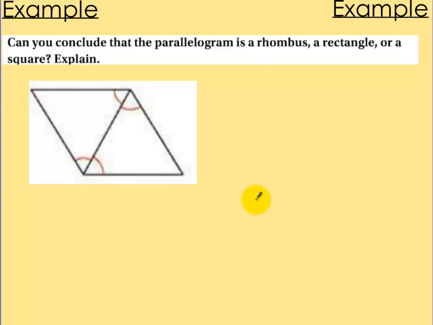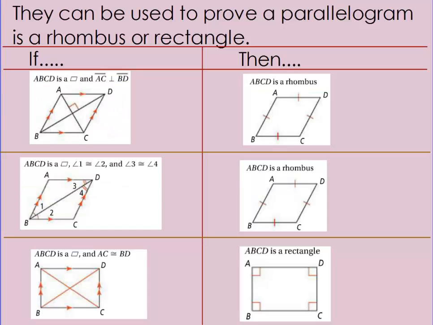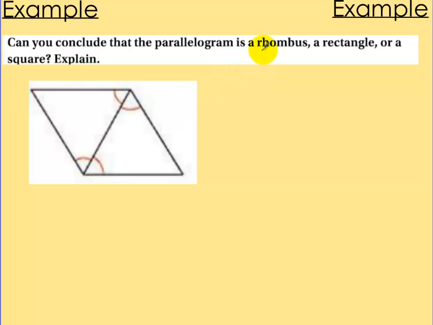So can you pause the video? Alright, can you conclude that the parallelogram is a rhombus, a rectangle, or a square? Explain. So let's look at a rhombus first. Well, what's going on here is I've got a diagonal, and these two angles are congruent. These are congruent too. So it's bisecting each of those angles. If I look at my properties, this one right here is about bisecting angles. So this is definitely a rhombus.